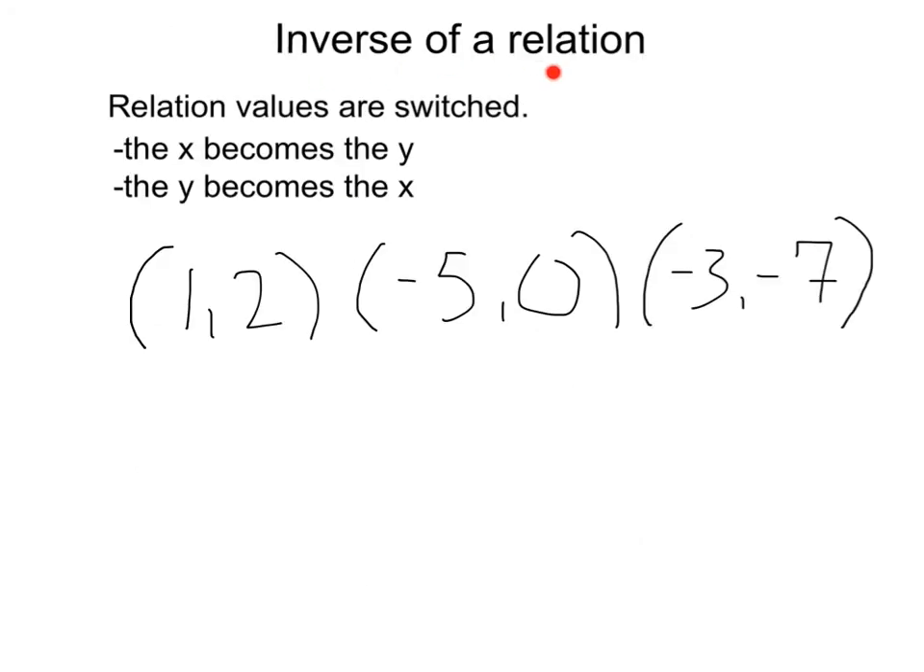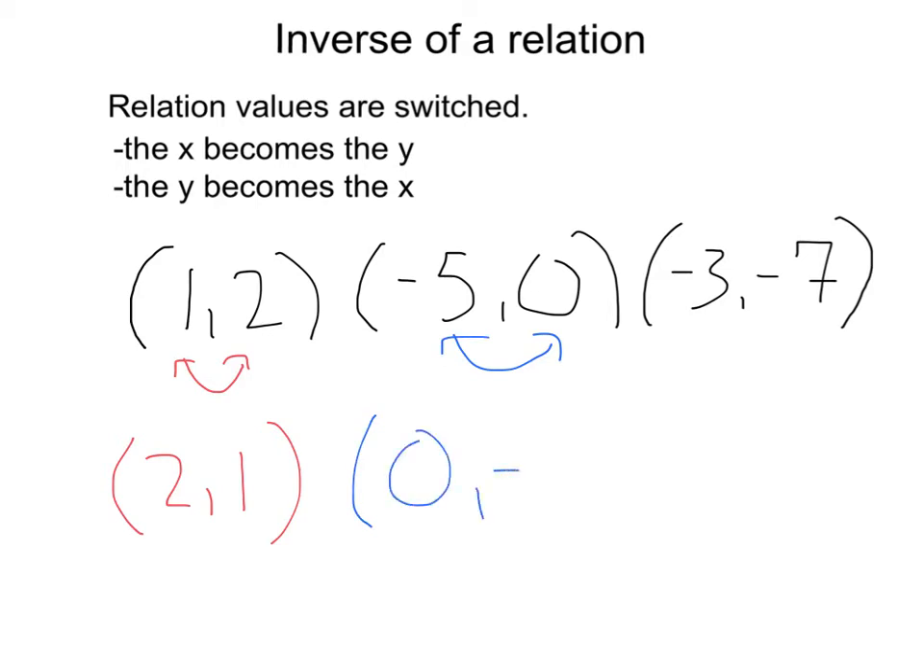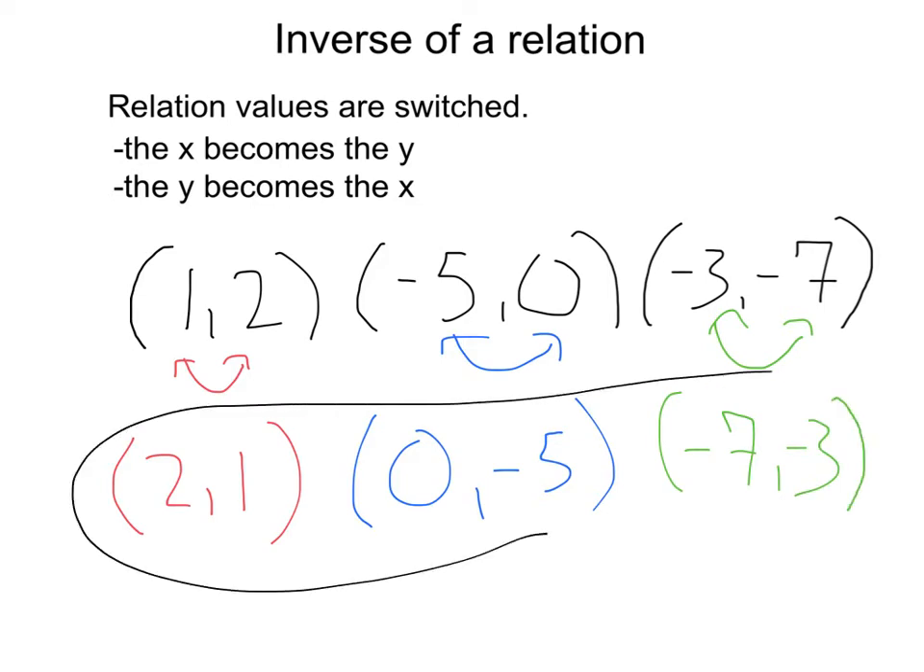Next up, the inverse of a relation is kind of like the reverse or the opposite, and what we do is we just switch our values. The x becomes the y, and the y becomes the x. For example, (1, 2), we're just going to do a little switcheroo here, and we're going to end up with the point (2, 1). Same thing with this (-5, 0). That's going to be (0, -5). And lastly, we can take this (-3, -7) and go boom, (-7, -3). And this new set of ordered pairs with the switched values is our inverse relation.